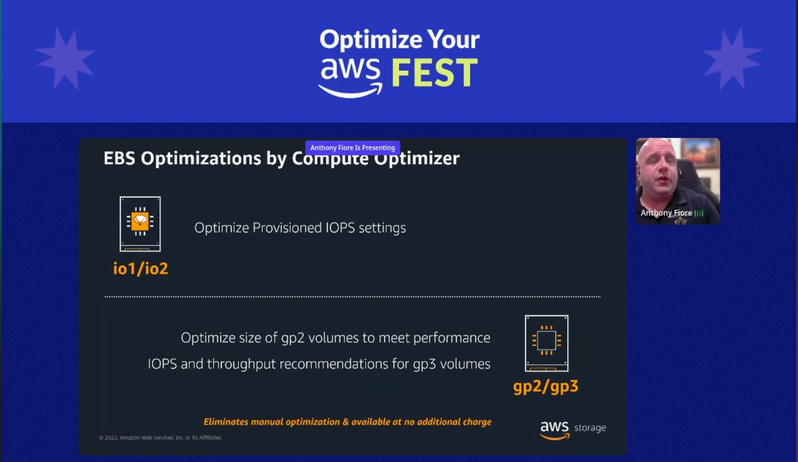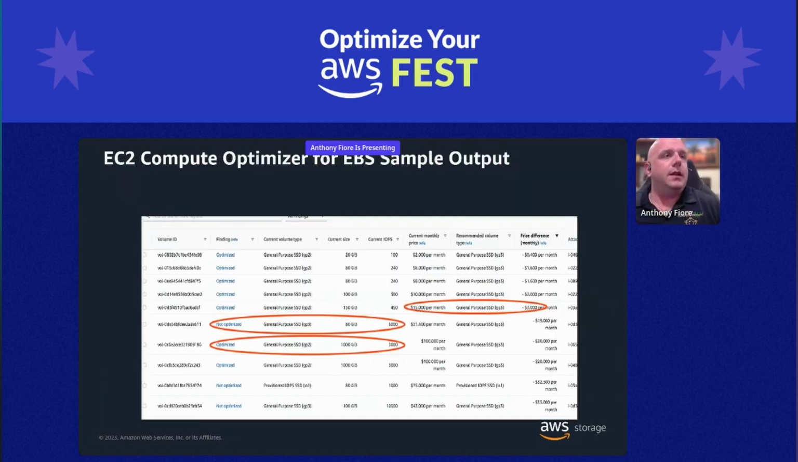This is all metric-driven information that's going to help you understand your workload and understand, are you right-sized? Are you in the right volume type? Are your knobs the most optimal? So how do you look at this? Here's a sample output of what this looks like.